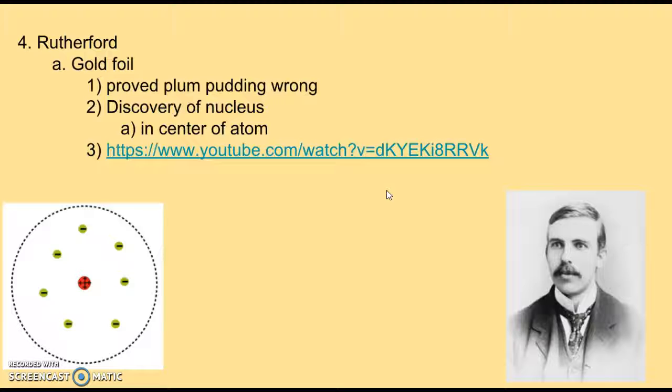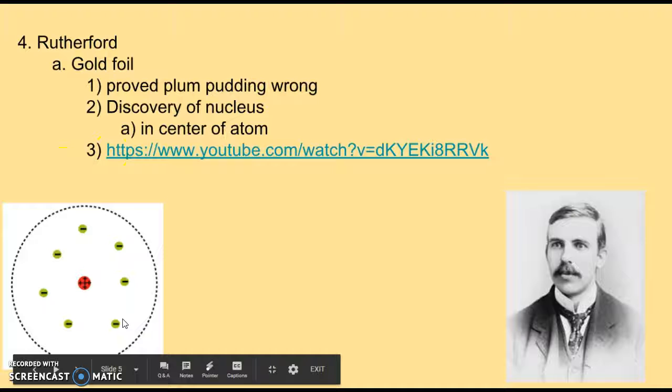Then Rutherford came along and did a gold foil experiment that said, guess what, Thomson? You're wrong. The plum pudding model is not correct because there is a nucleus in the center of the atom. So he said, no, your plum pudding where everything's positively charged and the electrons are in it is wrong. The electrons are outside this nucleus.